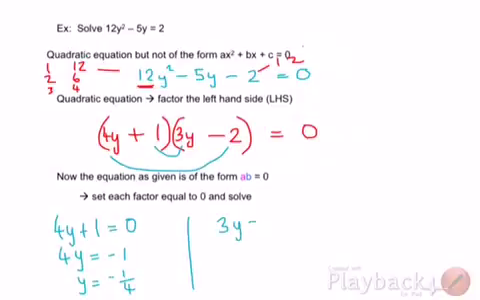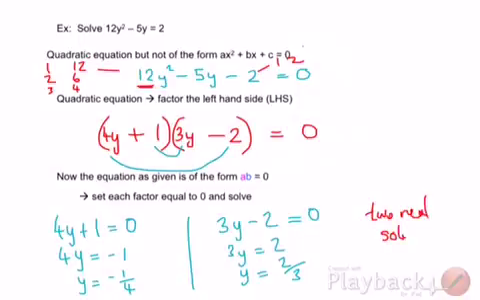Or 3y minus 2 is equal to 0, so 3y is equal to 2, so y is equal to 2 over 3. Okay, so I've got two real solutions. Okay, next.